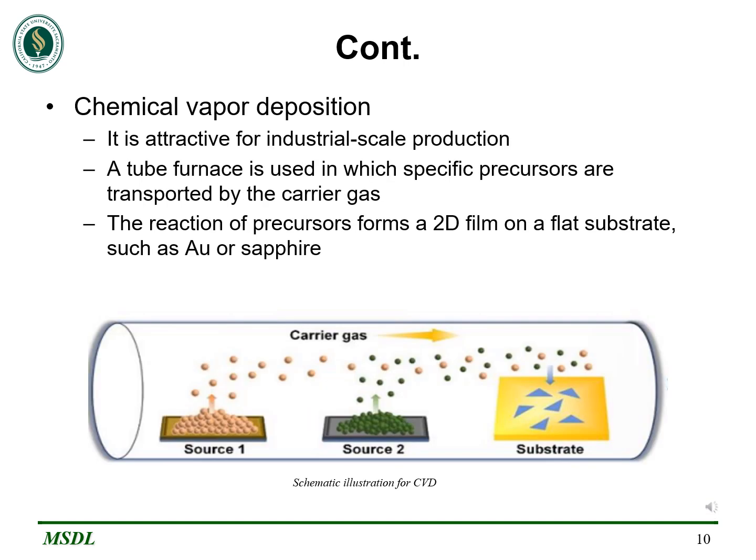Next, chemical vapor deposition is a popular method for synthesizing large area, high quality graphene films. In this process, a carbon containing gas is introduced into a high temperature furnace where it reacts with a metal catalyst to form graphene on a substrate.